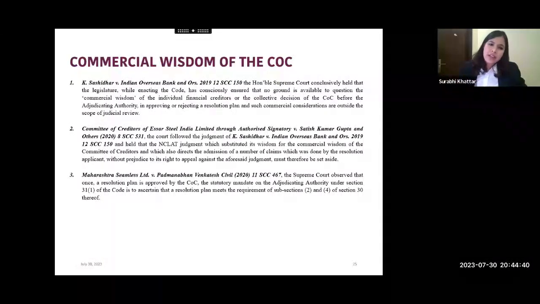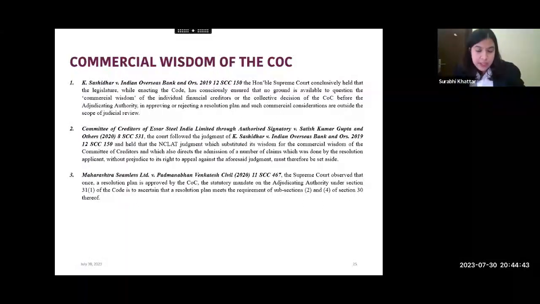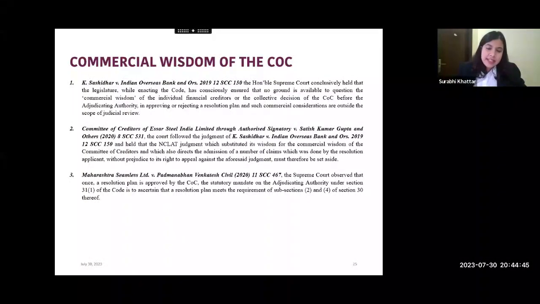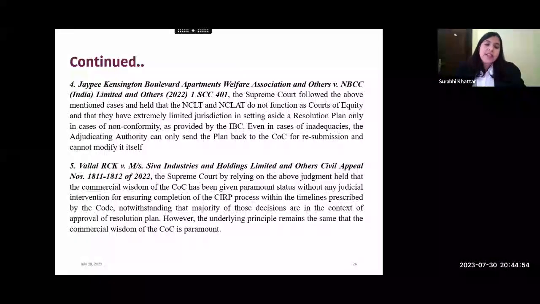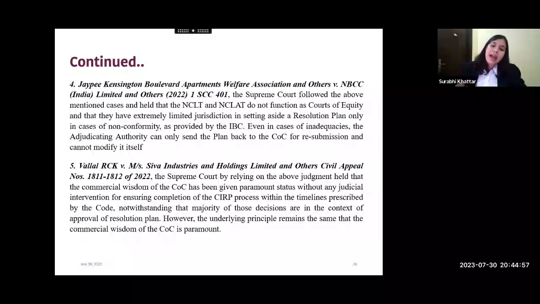In fact, if a resolution plan is approved by the COC and it is presented before NCLT and NCLT feels that there are certain modifications that are required to be made in the plan, then NCLT cannot directly make those modifications. NCLT is required to send the plan back to the COC, and COC can then examine and make the modifications, and then the modified plan will first be approved by COC and then be placed before NCLT for its approval. A classic case of this is also Videocon.